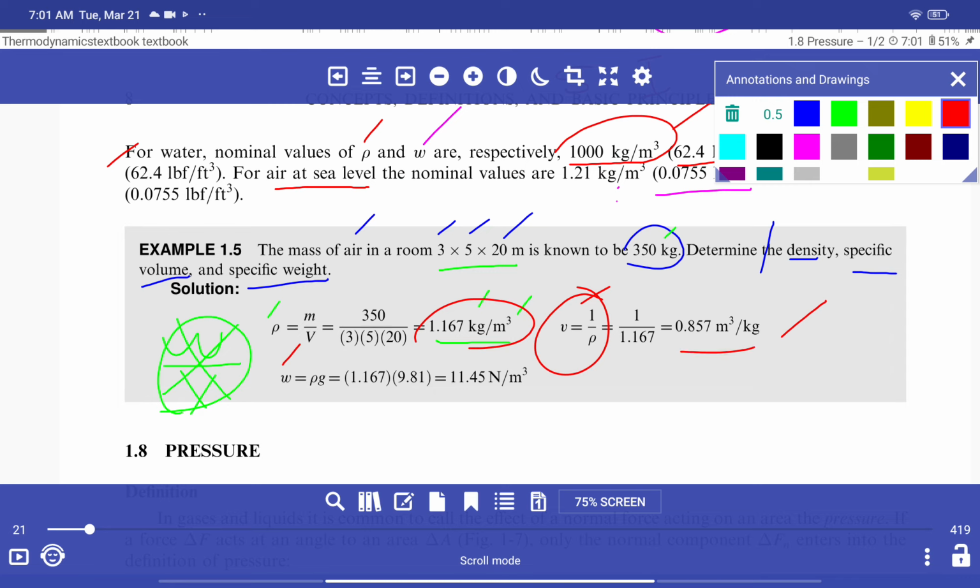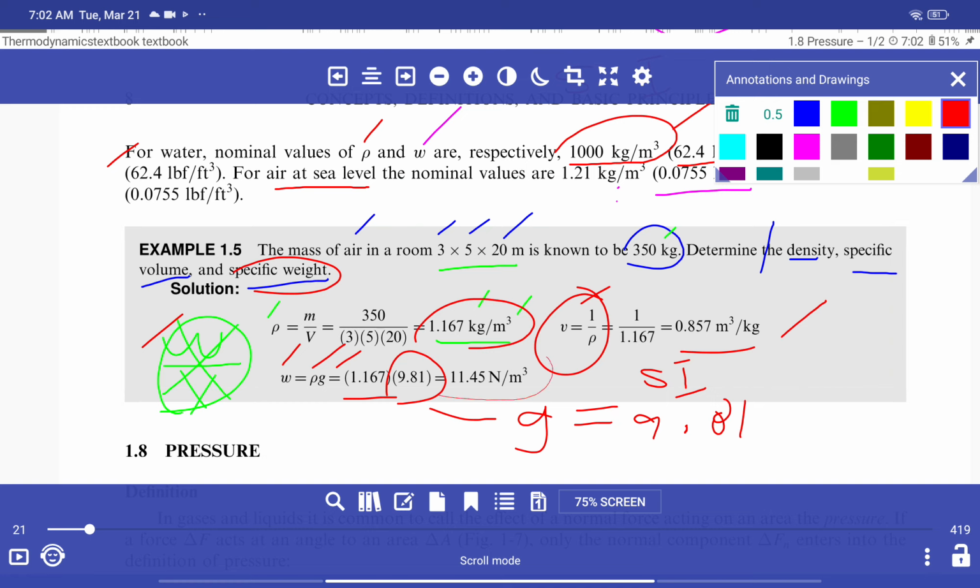Okay, and then the third one is specific weight. Specific weight is this formula: density times G. Your density is 1.167, already calculated, times the gravitational acceleration G in SI unit, that is 9.81. Plug in and perform numerical calculation. You have this result here.